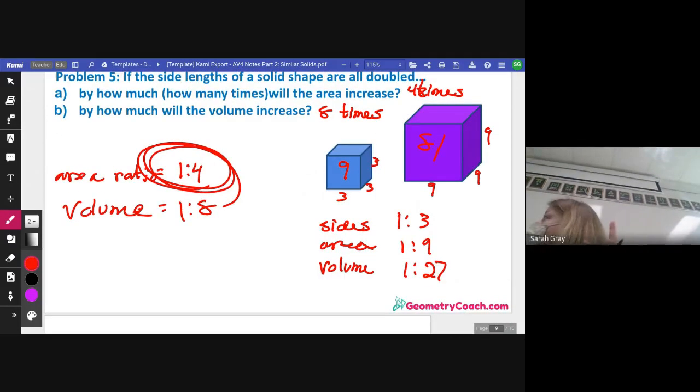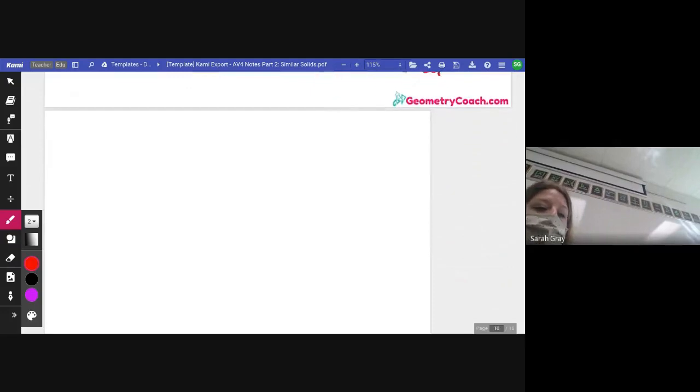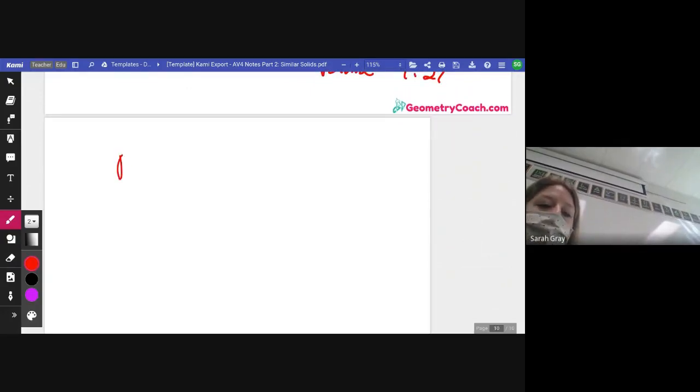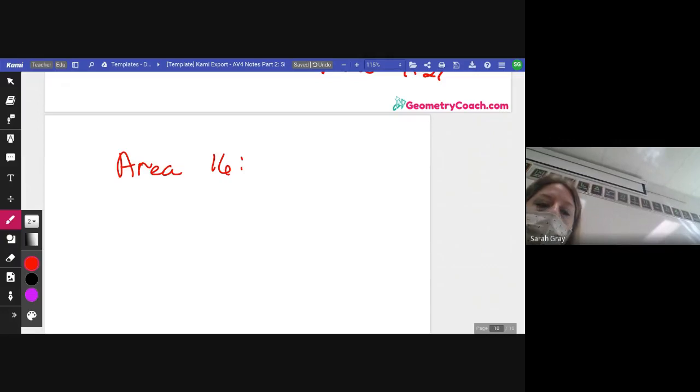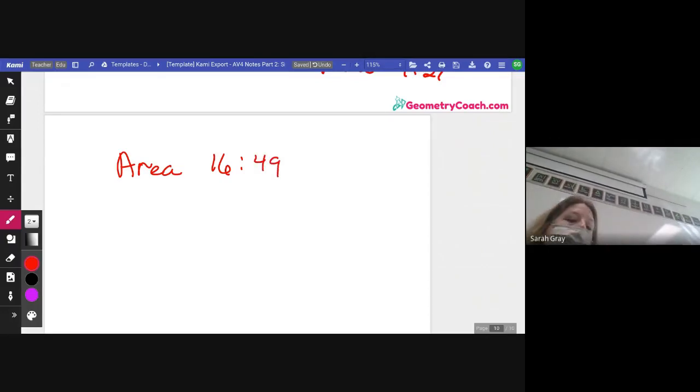Okay, one more that I want to do that's not on here. Let's say you know that the area ratio was, I don't know, 16 to 49. And the question is, what is the volume ratio? Ethan. Excellent. He said square root it and cube it, which is exactly what we need to do.